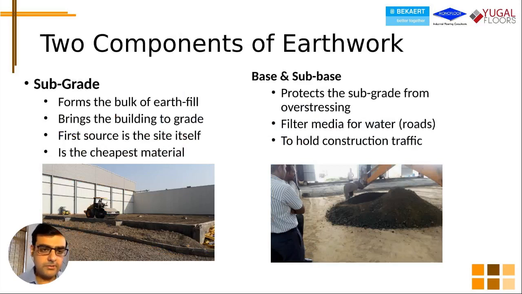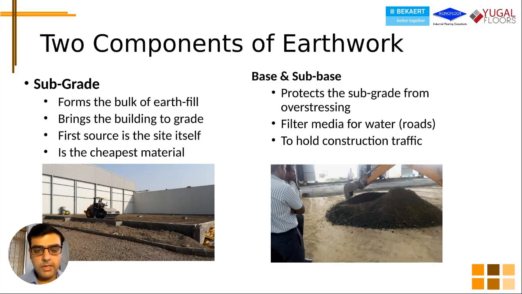Okay, so this is just very basic stuff, definitions of subgrade and subbase. Subgrade essentially is the soil that you fill your building with to bring it to grade. For example, if you're building a warehouse that is about 4 feet from the road level, you would just fill that 4 feet with soil that is usually available at the site itself. It is the cheapest material of all.